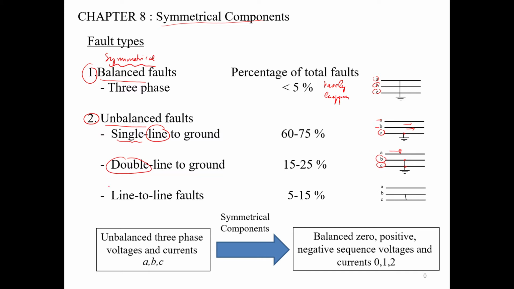The last type of unbalanced fault is line to line. You can see that this is a short circuit between the two lines. Line means the current carrying conductor, so this is the short circuit between these two. The percentage of occurrence is the least among unbalanced faults, about 5 to 15%.